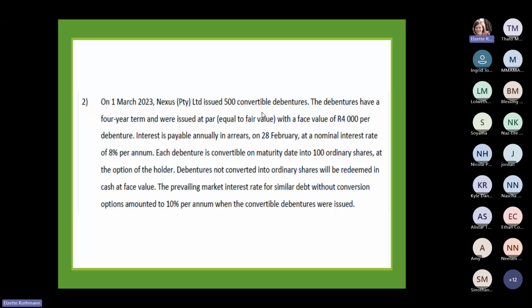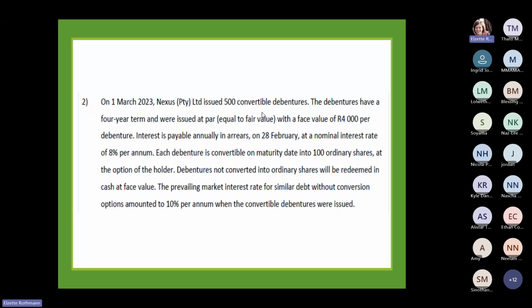Okay, so I'm going to quickly repeat that. If you have a convertible debenture, there are 2 options. It can be compulsory or automatically convertible. That's the first one.